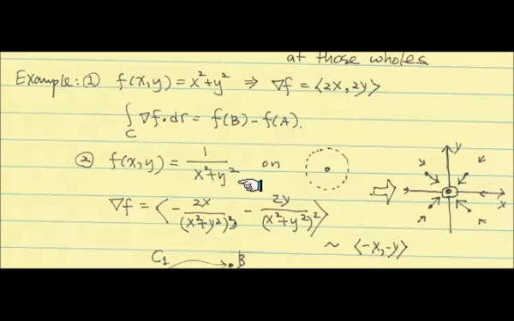Let's look at the second example. This f of x y is a scalar function. It is not defined at 0, 0, so we have to remove this point to make sense out of it. The region R of this scalar function will be everything in the plane except 0, 0. That is an example of a region that is not simply connected. But we do have this scalar function defined everywhere here. So its gradient vector field is going to be this one if you differentiate with respect to x and y.